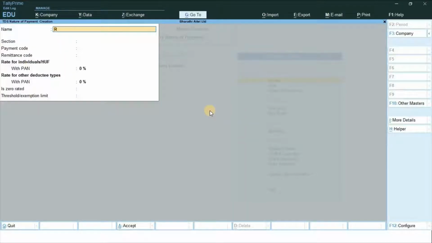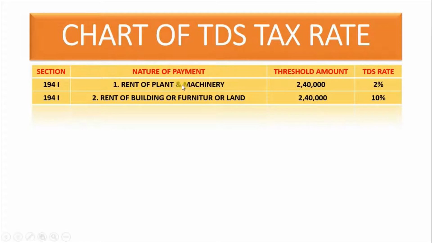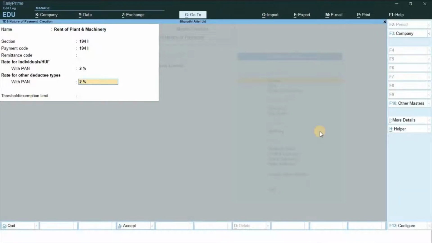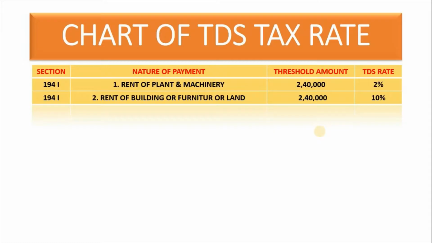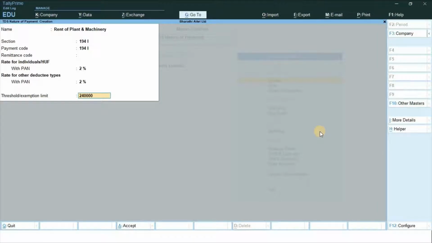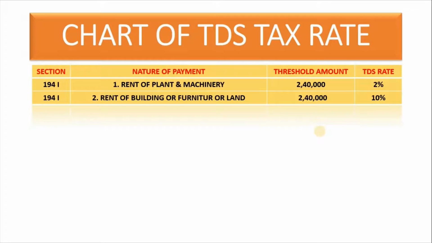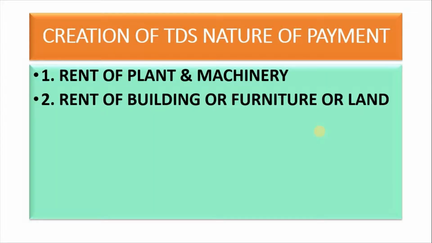So create: rent of plant and machinery. Section 194I, payment code 194I, remittance code, leave it. Rate for individual HUF with PAN is 2%. So check it here: rent of plant and machinery 2%. Rate for other deductee type with PAN, 2% also. Threshold limit 2,40,000. Accept.